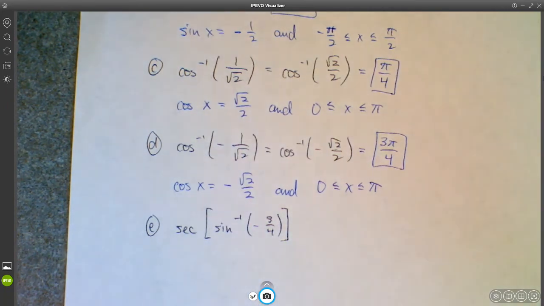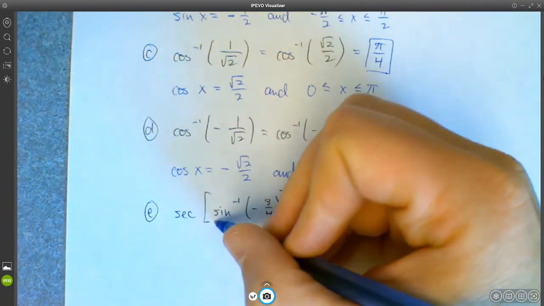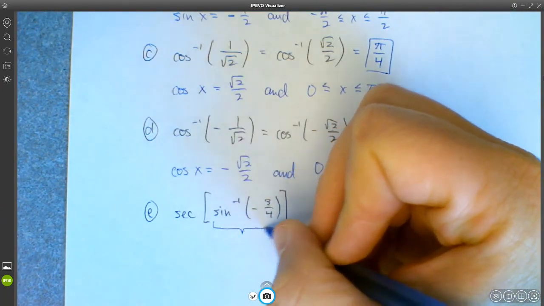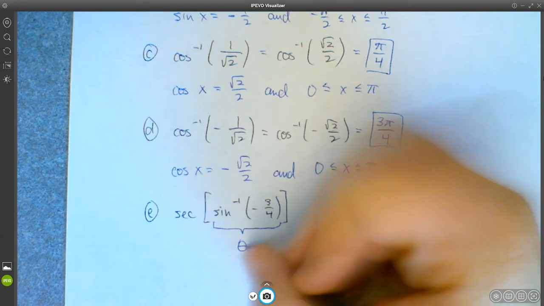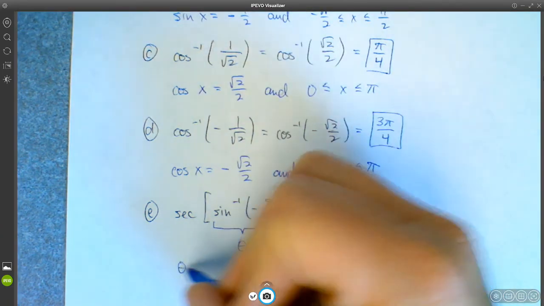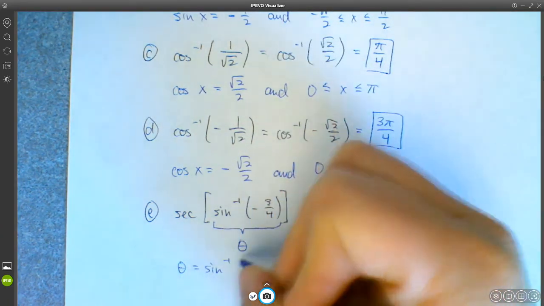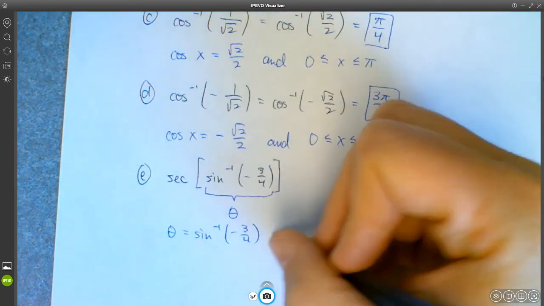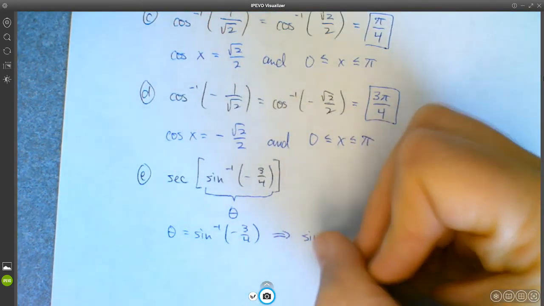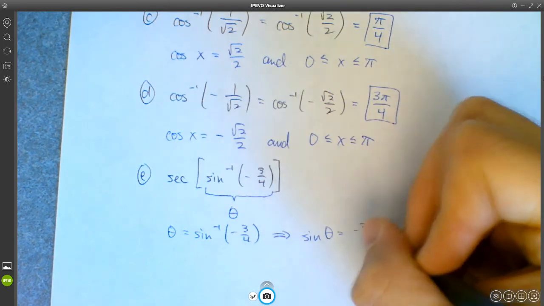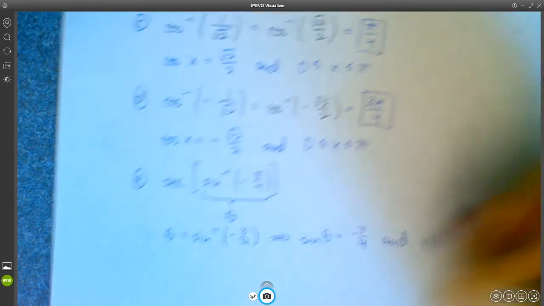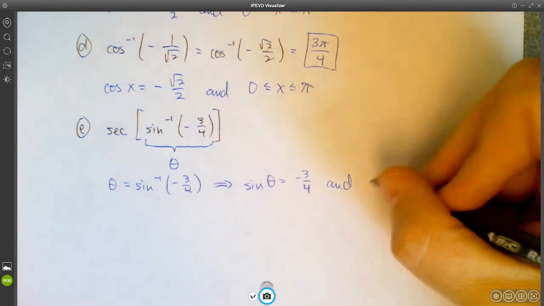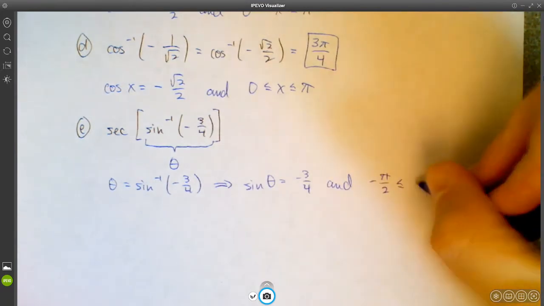So here's what I would suggest. For problems like this, since you know that an inverse trig function returns an angle, you can just call it theta, right? So in other words, theta equals sine inverse of negative 3/4. Now what does that mean? That means that sine theta equals negative 3/4, and that theta is between negative pi over 2 and pi over 2.